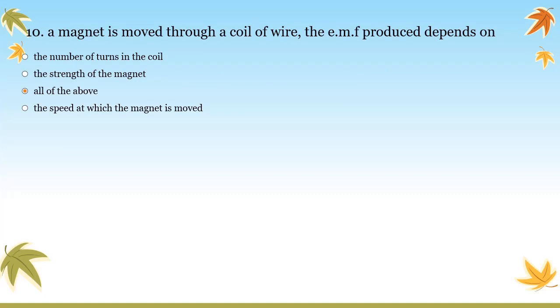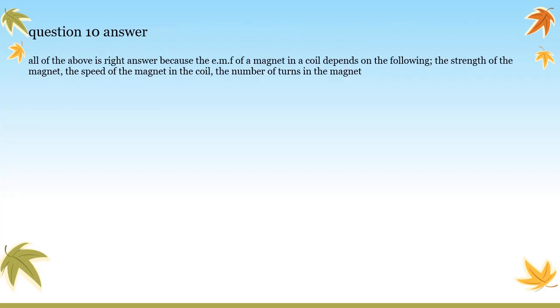10. A magnet is moved through a coil of wire. The e.m.f. produced depends on? All of the above is the right answer, because the e.m.f. of a magnet in a coil depends on the following: the strength of the magnet, the speed of the magnet in the coil, and the number of turns in the coil.